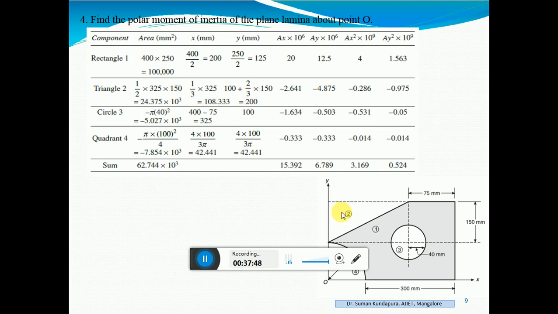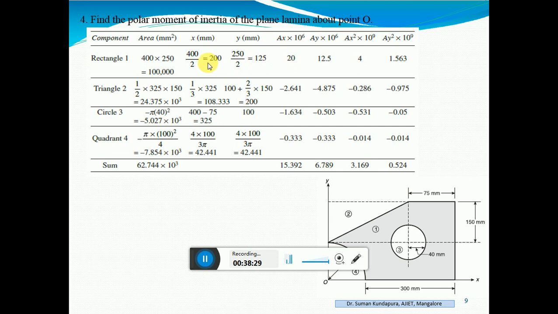And for the triangle, it is the y distance from this point to this point. From O to here it is 100. Then you should reach till here, that is 2/3 of this distance, 2/3 of 150, where 150 is this whole length. So it is 100 plus 2/3 of 150, and you get it as 200.